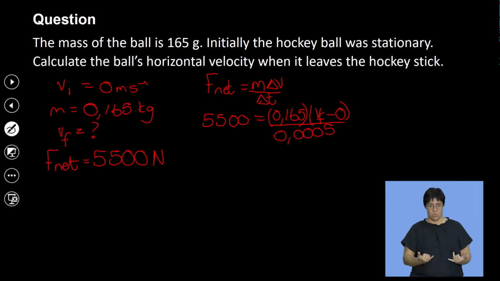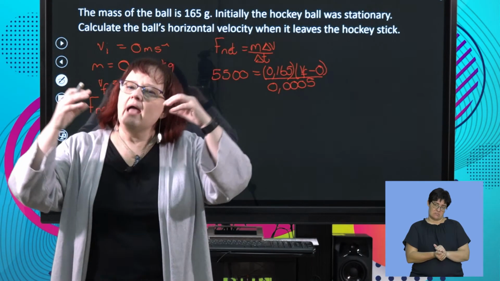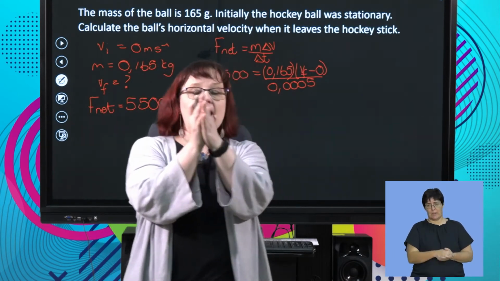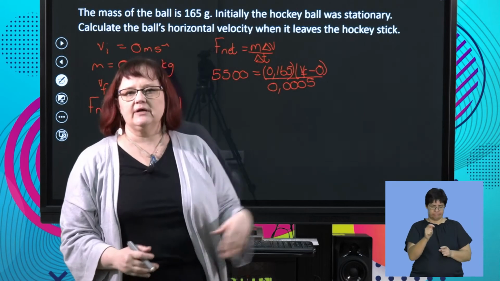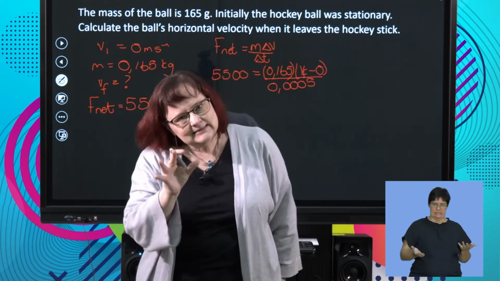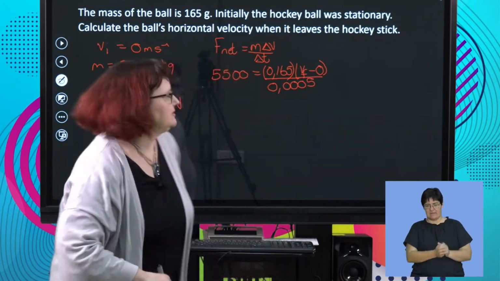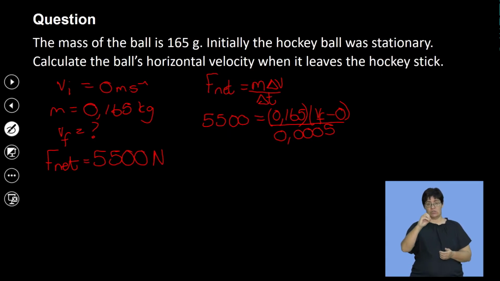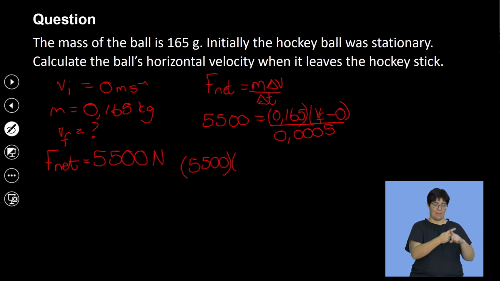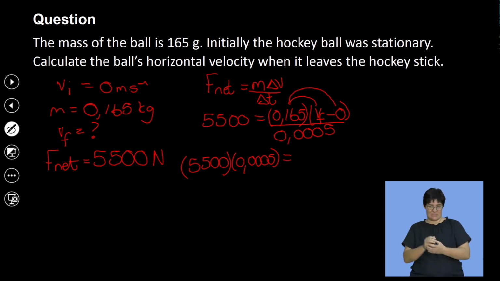Now we have a maths issue. Okay? How you solve this is up to you. I fully understand that there are some of you who can put this straight in your calculator, you're all happy. Some of you, not so much. It's okay. Let's do all the maths. So first thing I'm going to do is take the 0.0005 over. And I only like to do the calculation at the end. So I'm going to have to times both sides. I multiply that 0.165 in. But I'm going to leave out the second term, okay? Because 0.165 times 0 is 0.